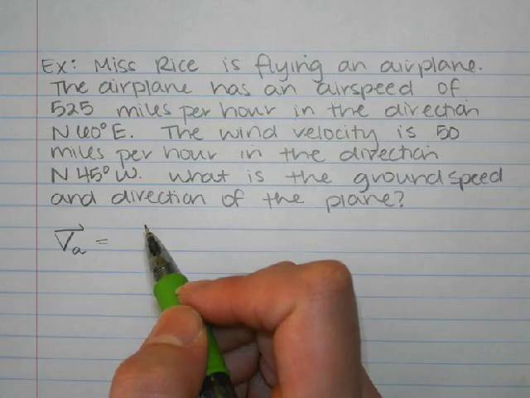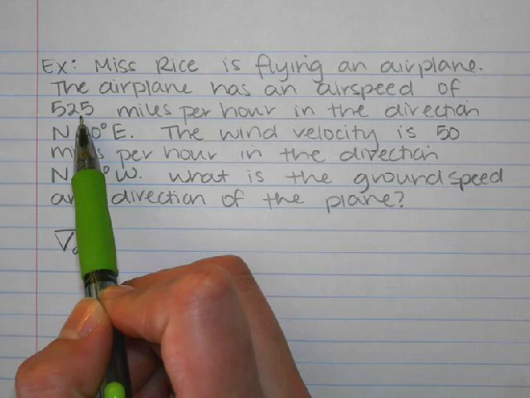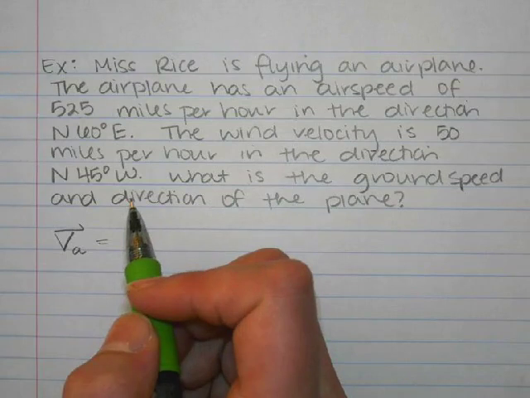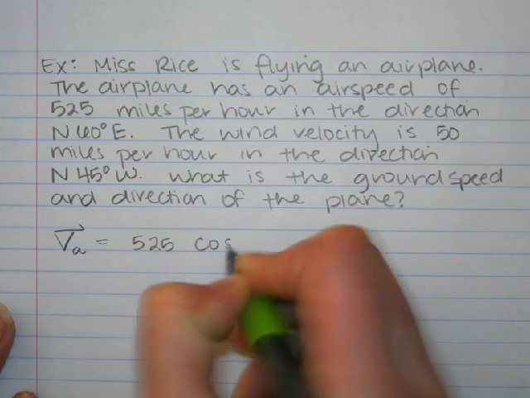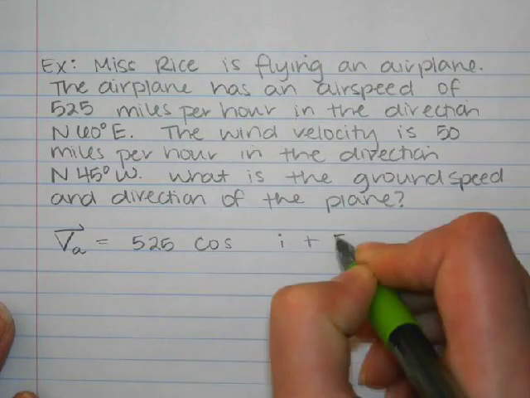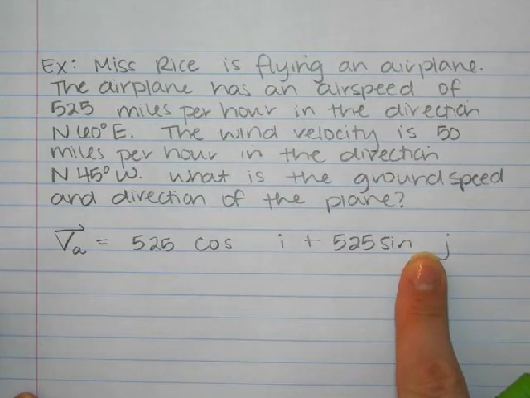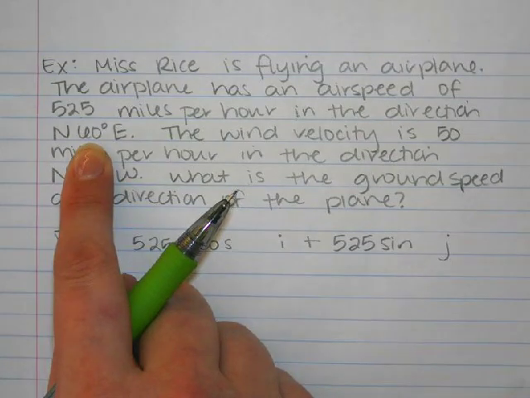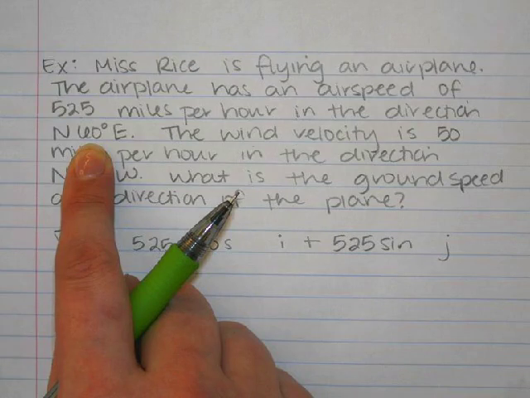The way that we start off writing the vector is we take the mileage, which is the speed of the airplane, which is the same as the magnitude, and we multiply that by cos of the angle plus sine of the angle. So I'm going to write 525 cos of whatever the angle is times i plus 525 sine of whatever the angle is times j. The reason I'm not writing the angle as 60 degrees is because that's not the calculator appropriate degree measurement. That's the degree measurement based on a compass, so I have to translate it into the math calculator number.